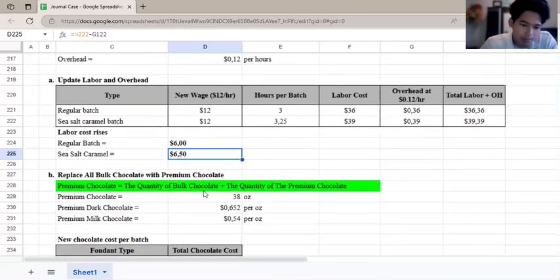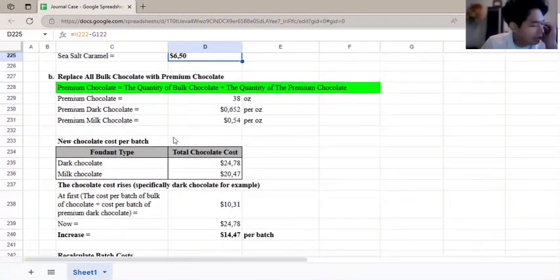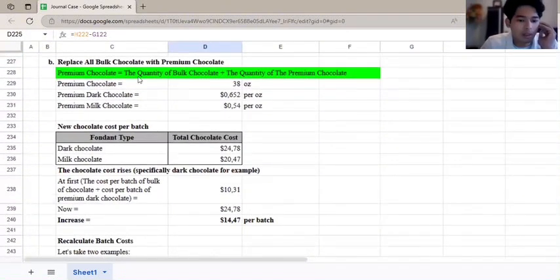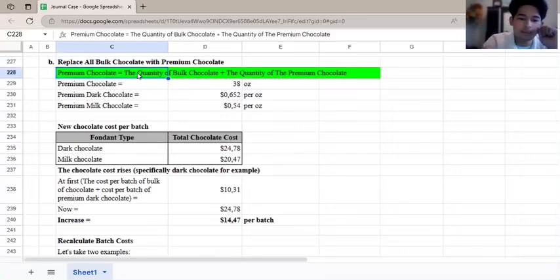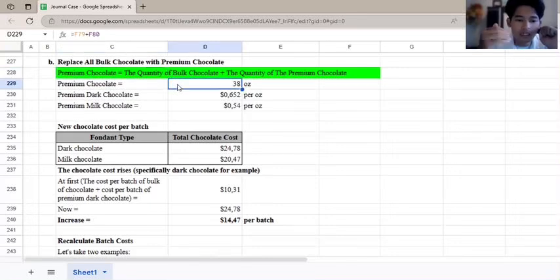We're going straight into B1, where in this scenario Thor wanted to replace all bulk chocolate with premium chocolate. The formula for the amount of premium chocolate we need is the quantity of bulk chocolate plus the quantity of the premium chocolate. The total premium chocolate that we need is 38 oz, so it's the previous bulk chocolate added to the premium chocolate. If I'm not wrong, the bulk chocolate used in the journal is 32 ounces, and the premium chocolate is around 6 ounces.